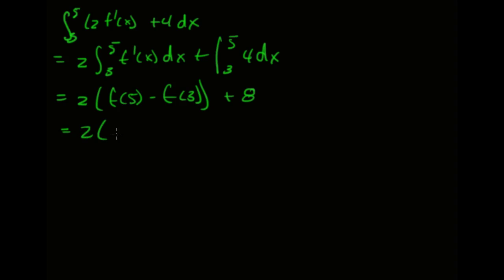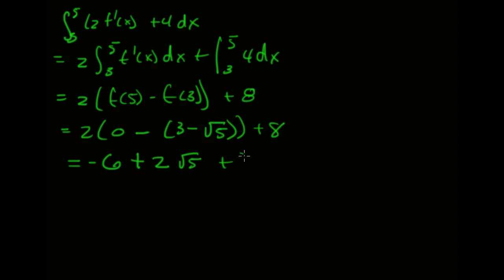F of 5 is 0. F of 3 is given in the problem as 3 minus the square root of 5 plus 8. So this gets me 6 minus negative 6 plus 2 times the square root of 5 plus 8, which means that I have 2 radical 5 plus 2. And that's the end of that problem. Alright, so let's look at part C.